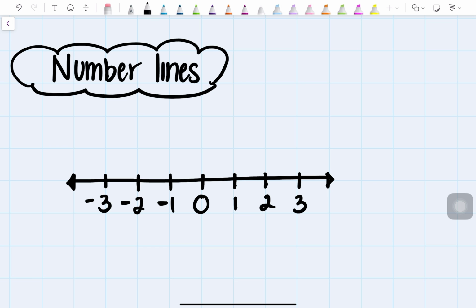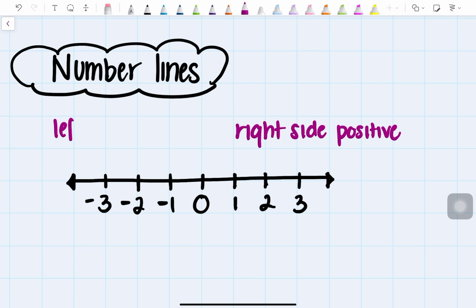So the right side is positive. The left side is negative. And the 0 is just a divider, a placeholder for us. It's our start. So the left-hand side is negative numbers.